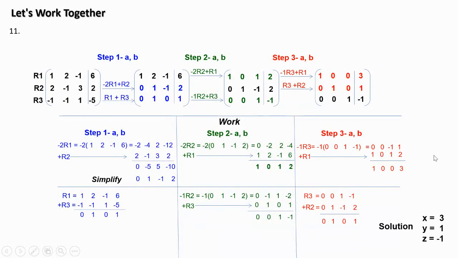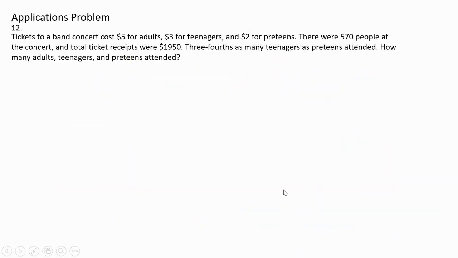There we go. Okay, now, how does this apply to real life? Well, here we go. I believe this is the last one. It says here, tickets to a band concert cost $5 for adults, $3 for teenagers, and $2 for preteens. There were 570 people at the concert, and the total ticket receipts were 1,150. Now it says here, 3/4 as many teenagers as preteens attended. How many adults, teenagers, and preteens attended the concert?